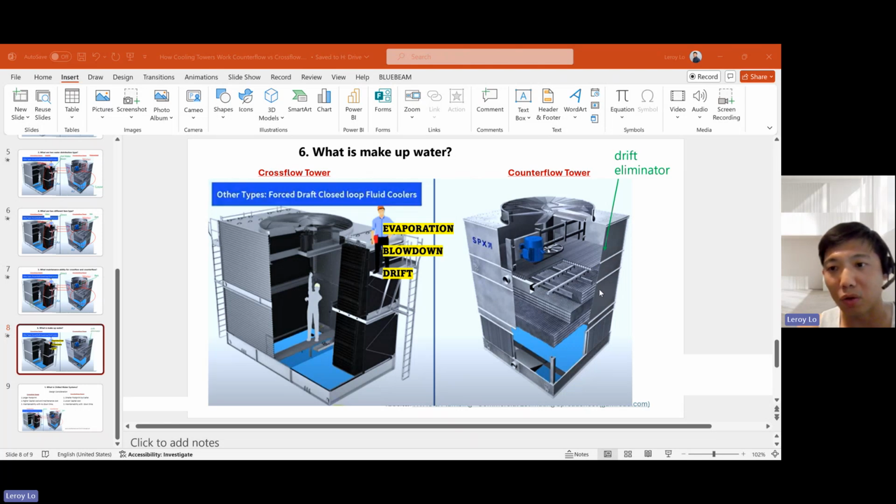So we need to make up all this water. So basically, we'll need to pipe in a makeup water line connected to the cooling tower to bring in additional water periodically, that we lose to the evaporation, blowdown, and drift. Okay, moving on to the next.